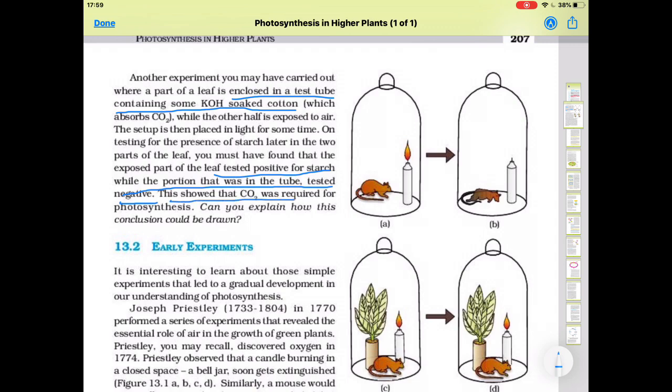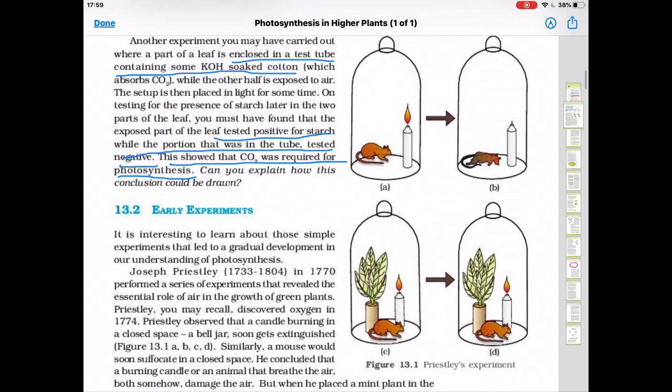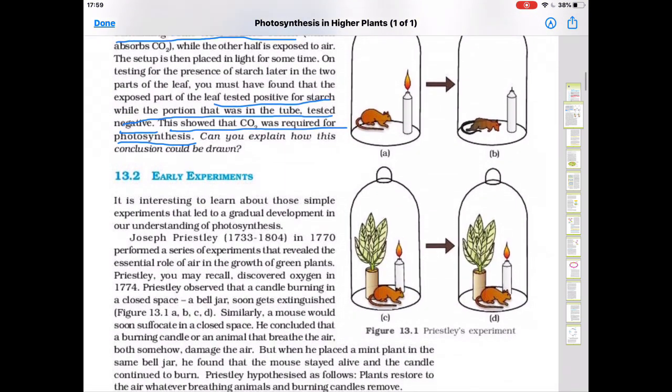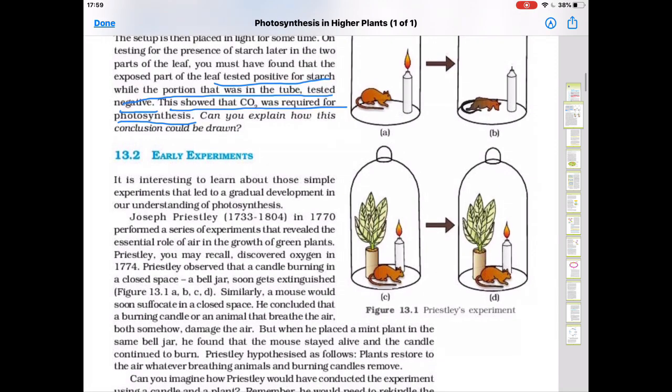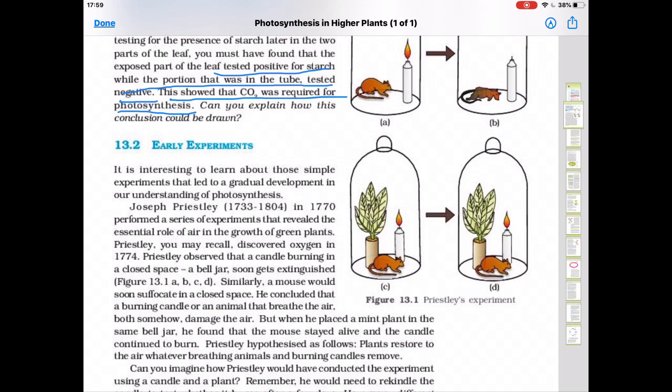The part which was inside the test tube, there the carbon dioxide is taken up by the KOH solution. The part of the leaf which is inside the test tube will not perform photosynthesis because carbon dioxide is required for photosynthesis.